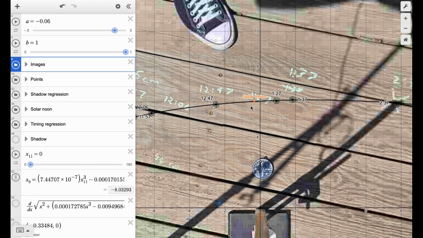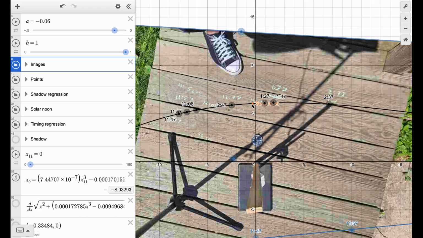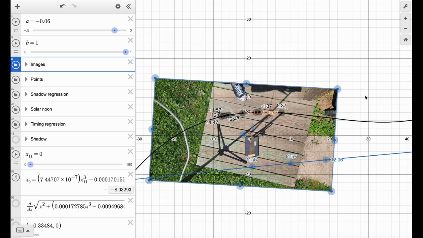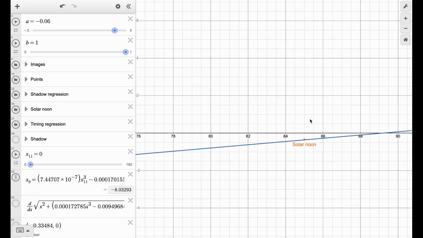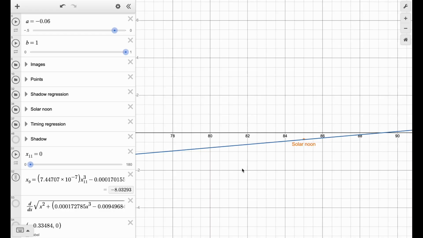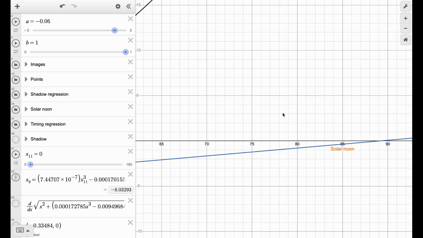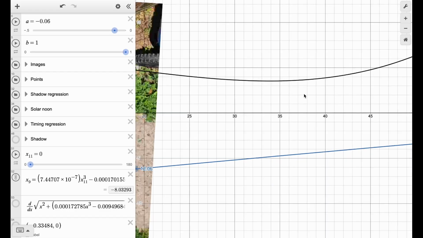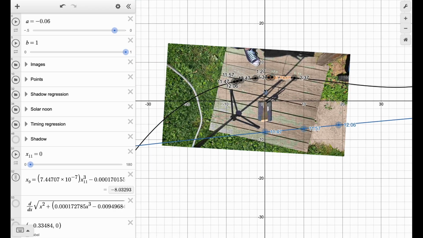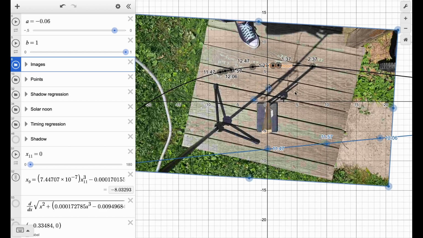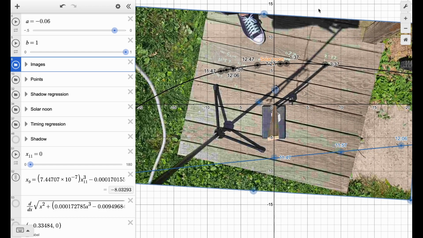That's only off by a little bit, but because I have a regression that relates where the shadow is to when the shadow is, I can also find when this x-coordinate occurs, and that happens at 85 minutes after 11:47, which is actually 1:12 p.m. Now, 1:12 p.m. is not the exact time that the solar noon calculator predicted my solar noon would be. That's off by about 4.5 minutes, but honestly, that's pretty good.